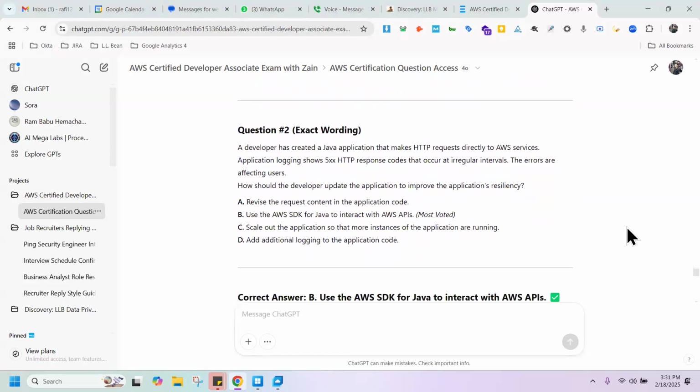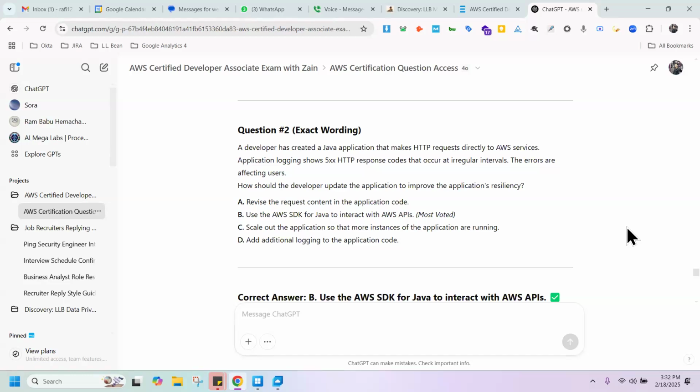Now you can read the question and tell me, do you understand the question now? A developer created a Java application that makes HTTP requests directly to AWS services. The application log shows 5xx errors, HTTP response codes that occur at irregular intervals. The errors are affecting users. How should the developer update the application to improve the application's resiliency?